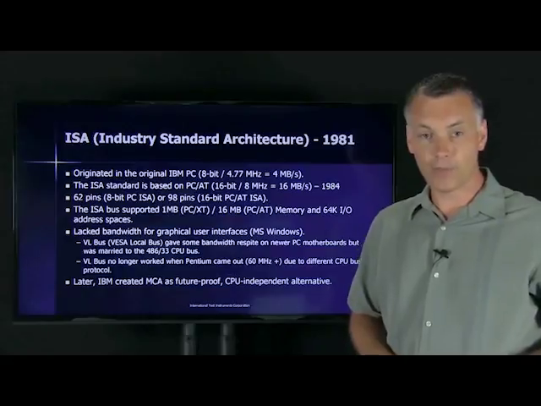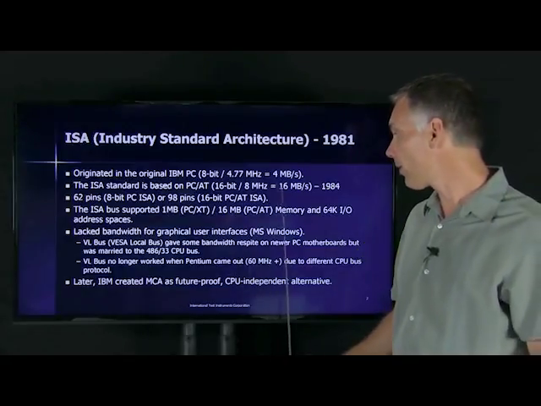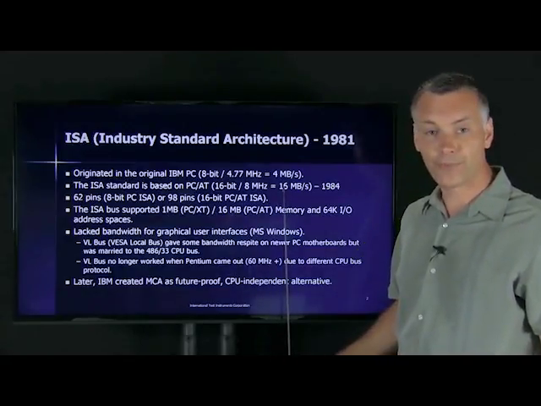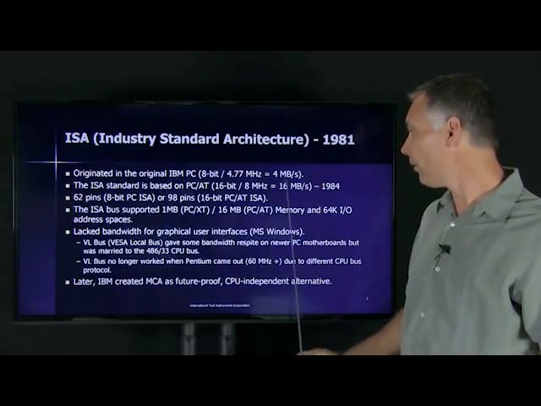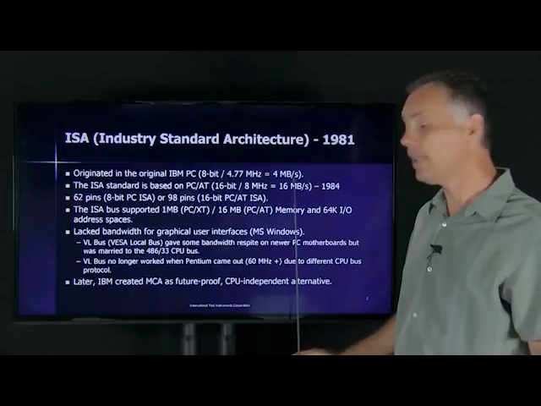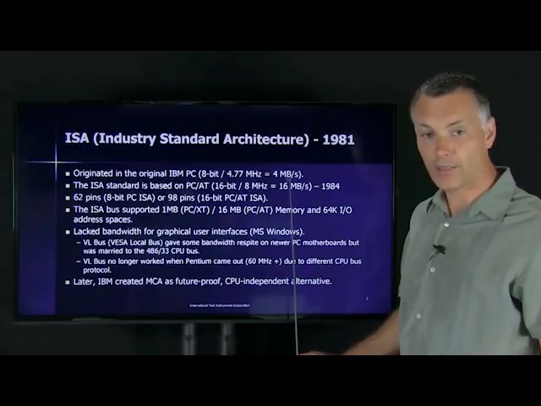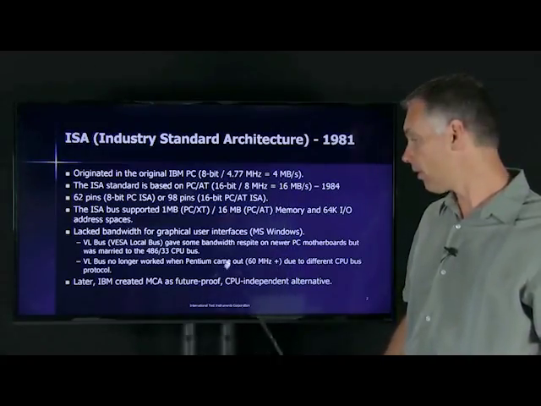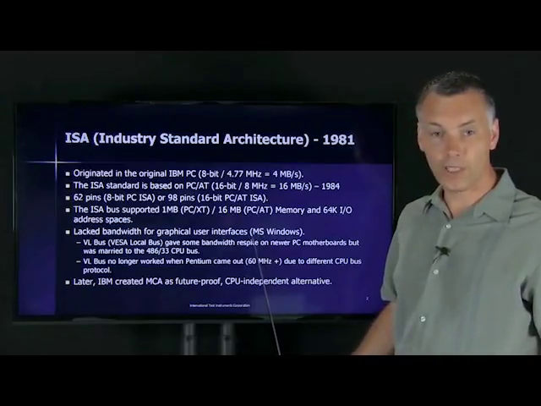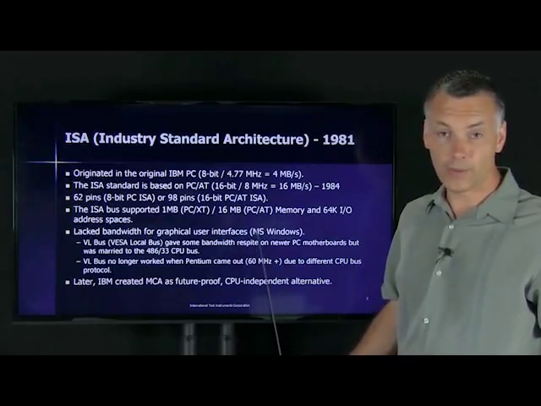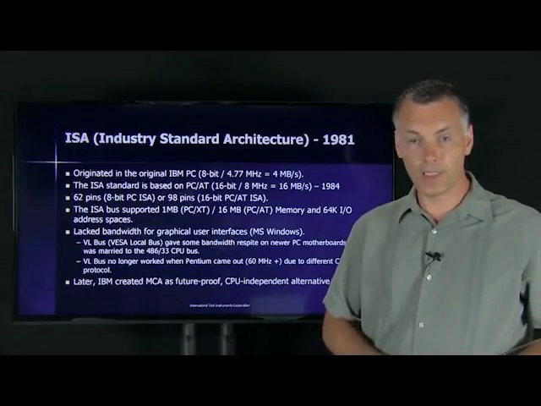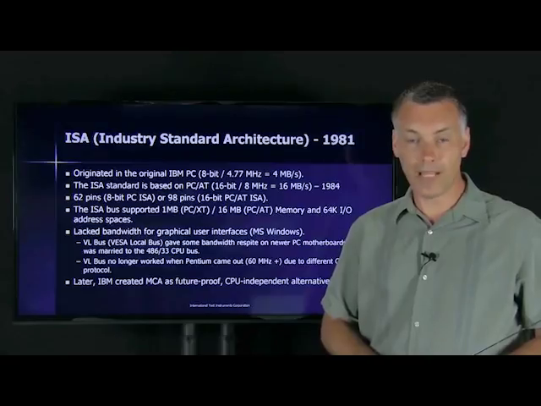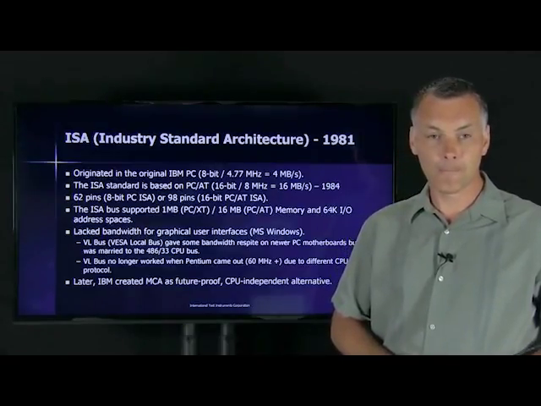One of the problems, of course, is that the ISA bus is not very fast. It was an old design from 1980, essentially. And after about 10 years, when Windows came along and other GUI-based operating systems, the I/O bandwidth was not enough to support the advanced graphics cards that started to come along.